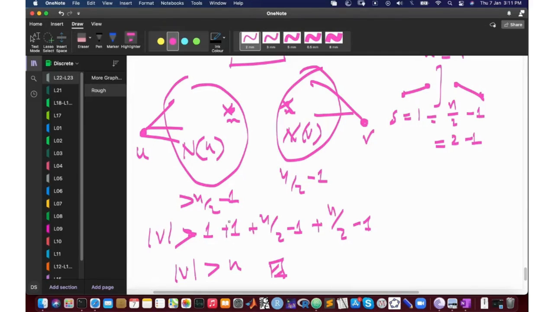Yes, sir. Awesome. Questions? Sir, where do the first two ones come from in the vertices being greater than 1 plus... Yeah, sure. So this is the vertex. I'm counting the vertex u and v as well, no? So this is the u vertex, this is the v vertex. Okay. Thank you. Yeah.